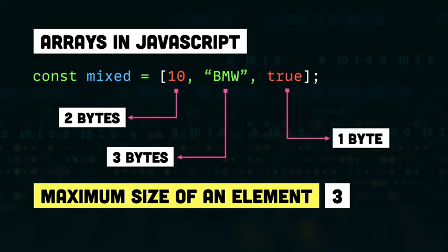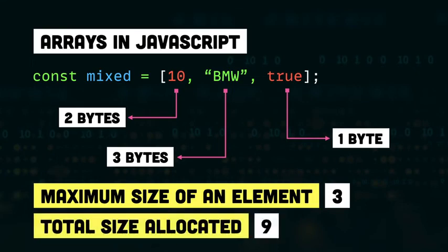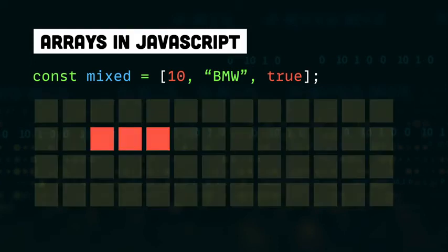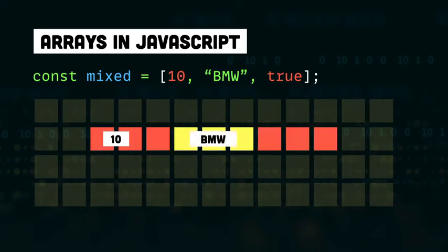So it will use 3 bytes per element and assign 9 bytes in total, one slot for each array element, 3 bytes per element for the whole array. So instead of 6 bytes, we'll have 9 bytes for this whole array. Let's examine a visual to understand better. First up, we have the integer. Instead of allocating 2 bytes, since the maximum size of an element in the array is 3 bytes, it is going to allocate 3 bytes for the integer. Then 3 bytes for the string and 3 bytes for the boolean.